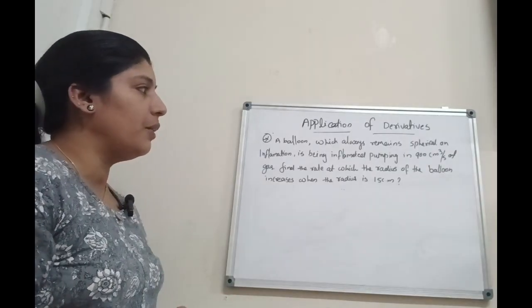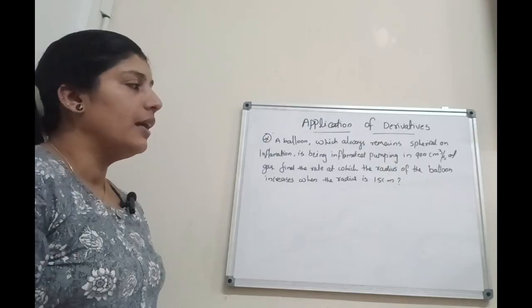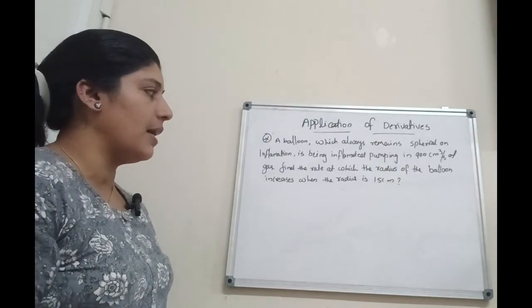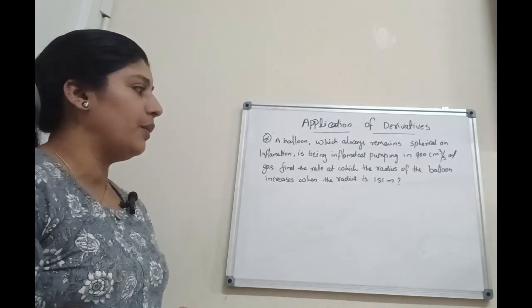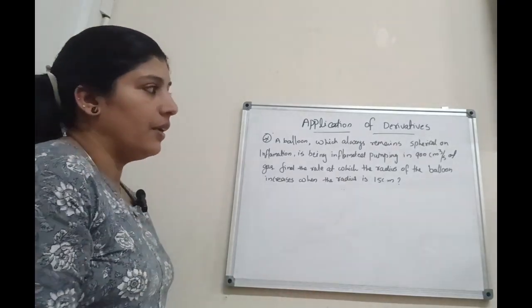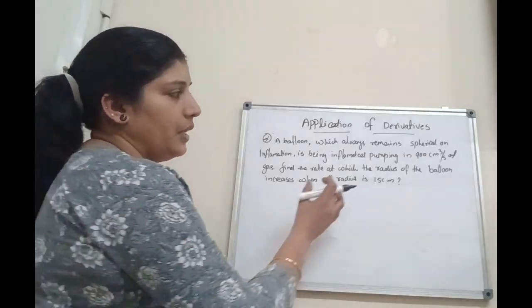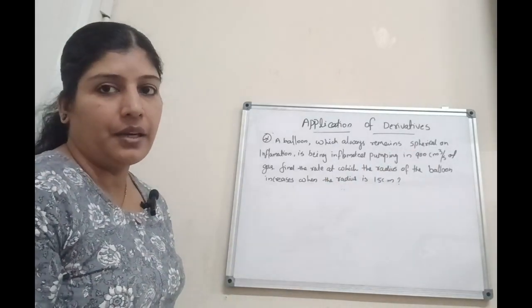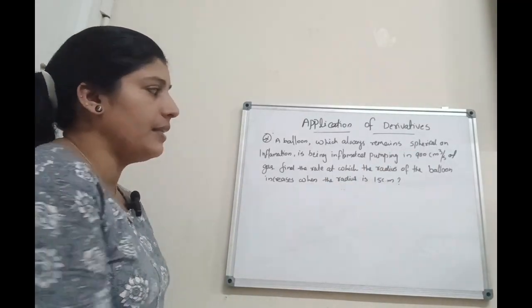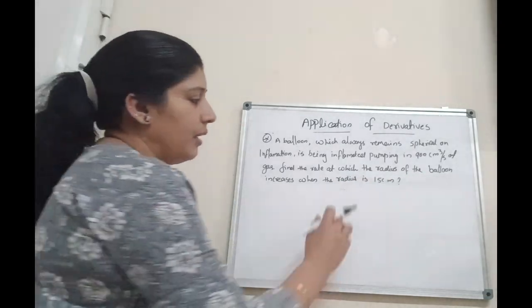Next, consider the question. A balloon which always remains spherical on inflation is being inflated by pumping in 900 centimeter cube per second of gas. Find the rate at which the radius of the balloon increases when the radius is 15 centimeter. Here, the given condition: a balloon which has a spherical shape, and the rate of change of volume is 900 centimeter cube per second.